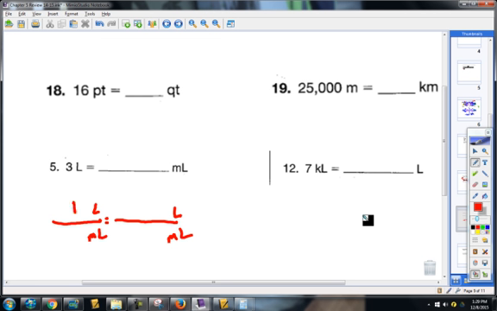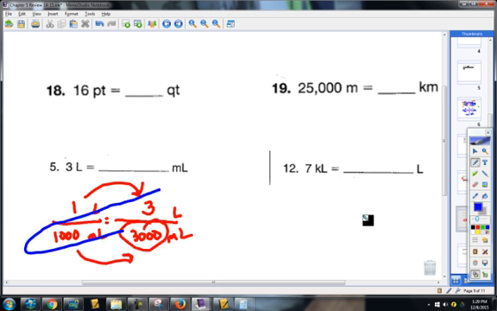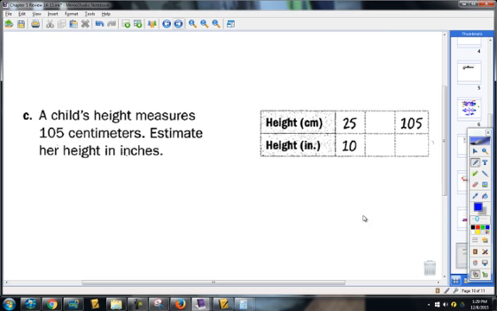I know that 1 liter is 1,000 milliliters, and then I go ahead and put 3 on there. It's times 3, times 3, 3,000. Just making sure everybody's clear though. You could always just cross multiply and divide. Same thing. Okay?